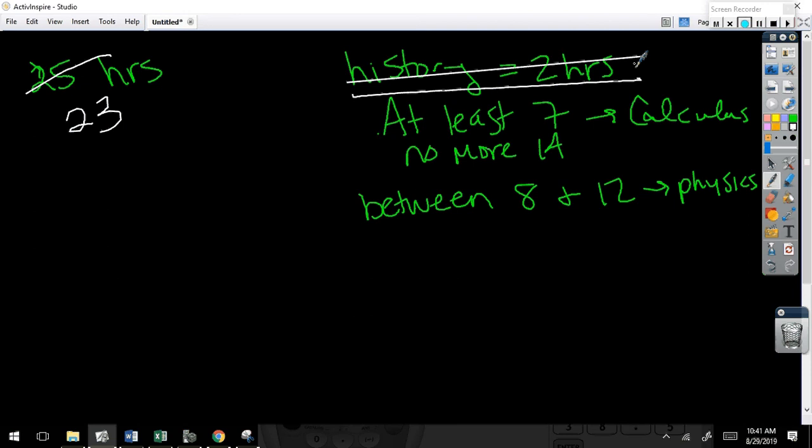All right, so how can I set this up? I'm going to let calculus be X and physics be Y. If you want to use C and P, you can. I find y'all understand a little better with X and Y. Okay, set up an inequality for her spending at least 7 hours and no more than 14 hours studying calculus. What does that look like? Greater than or equal to. Okay. I'm going to put the X in the middle. At least 7 hours. Do y'all agree with that? How about the physics? Same thing.